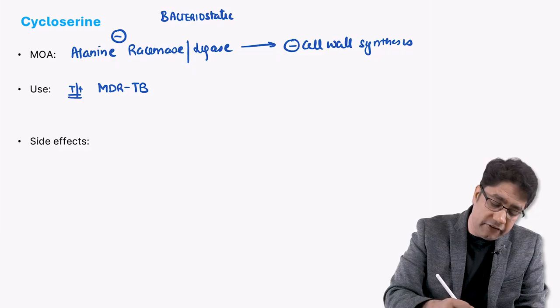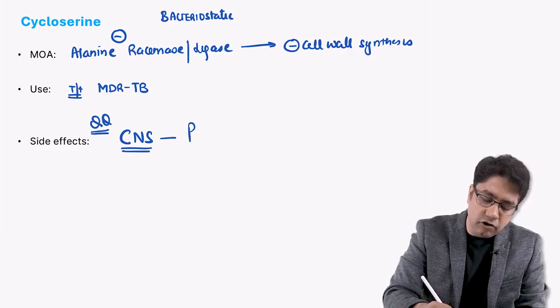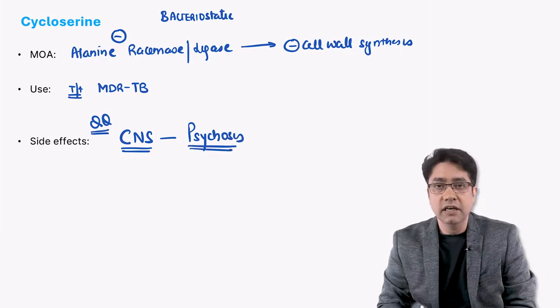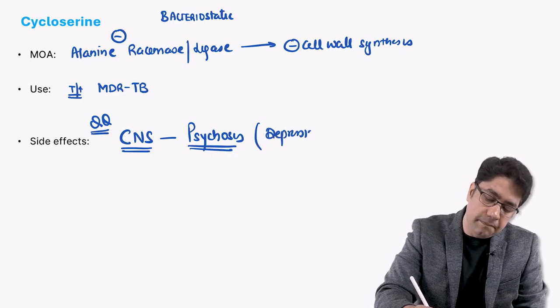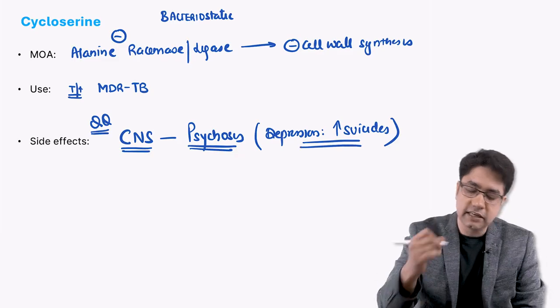The main side effect of cycloserine comes in CNS. And in CNS, cycloserine causes psychosis. It can cause psychosis. So in psychosis, it can lead to depression also. And because of the risk of depression, there is an increased risk of suicides with cycloserine.